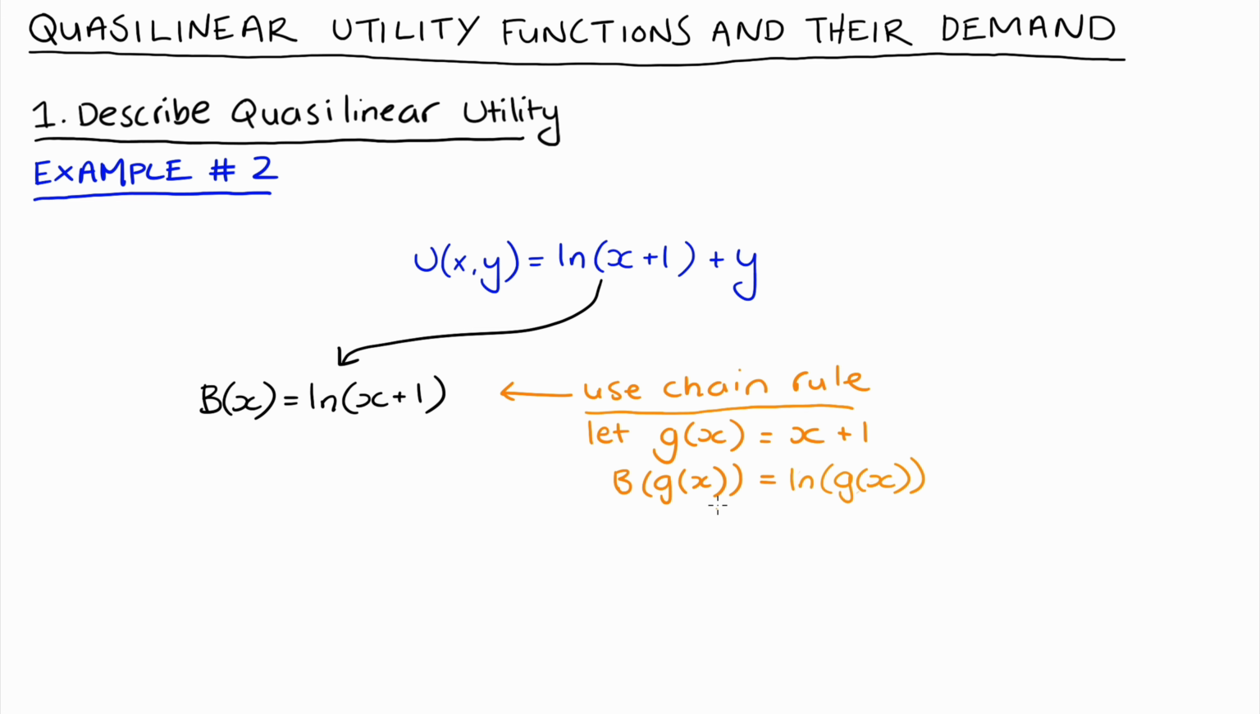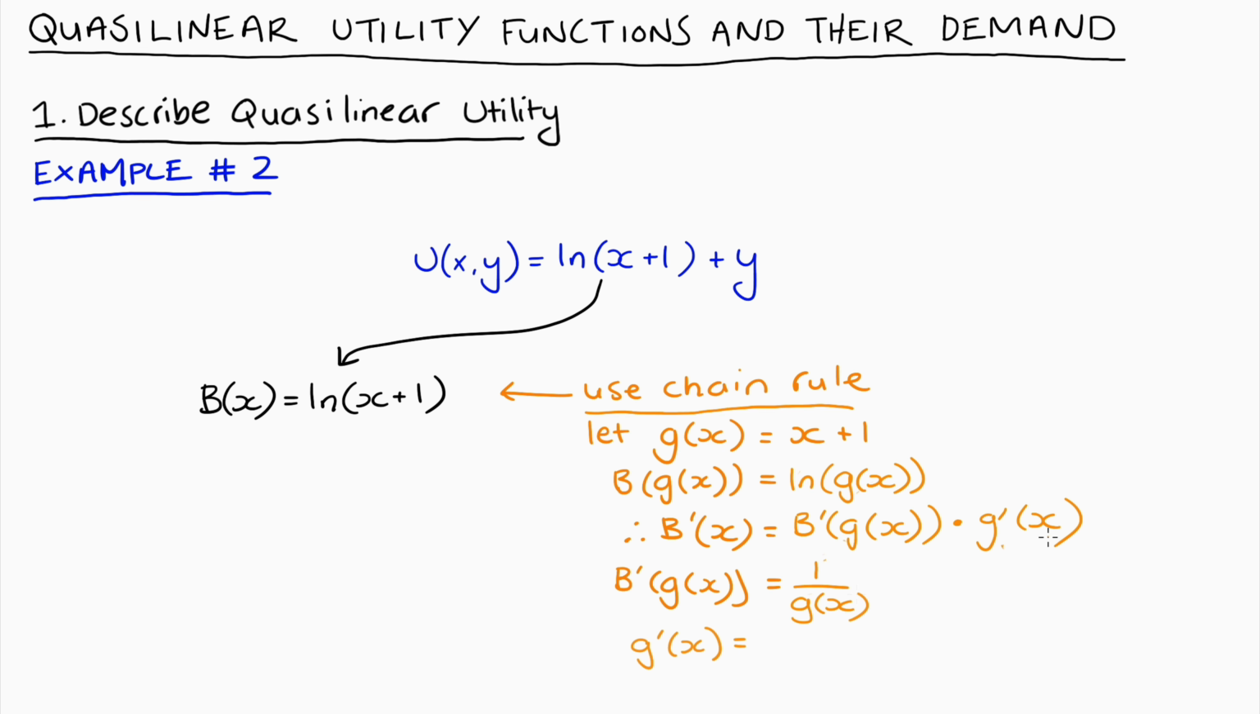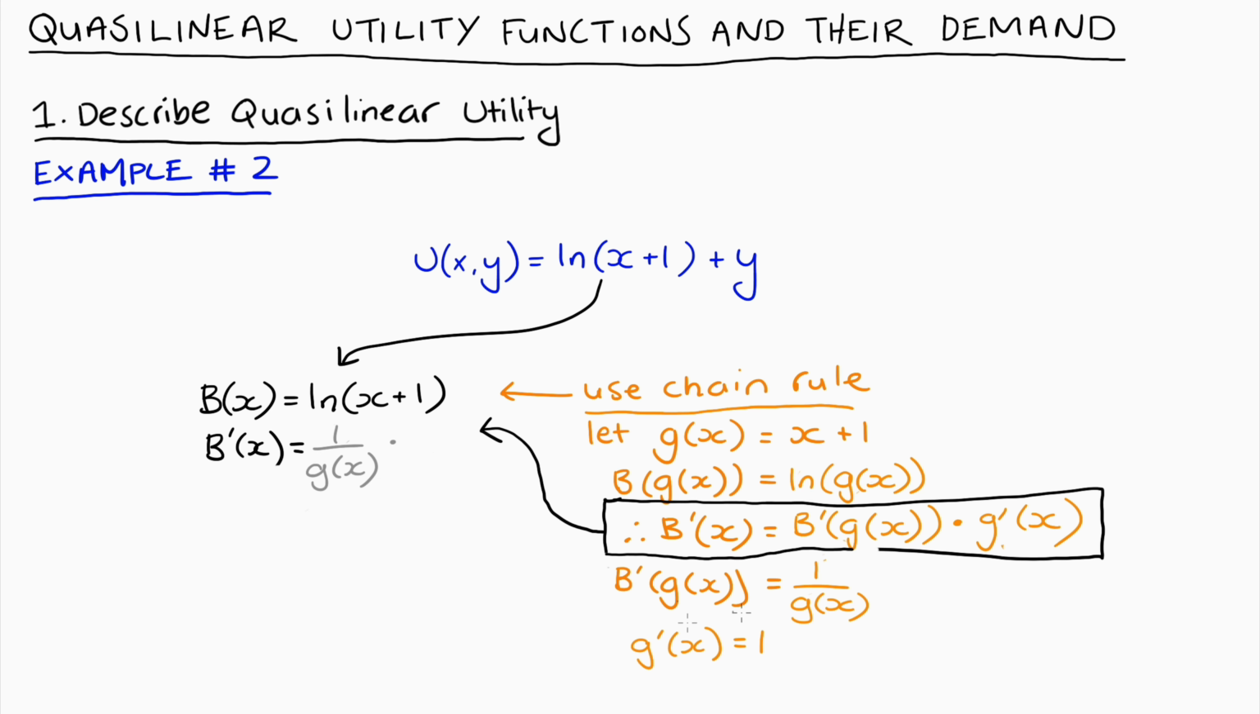The derivative of b with respect to x then will be the derivative of b with respect to g of x multiplied by the derivative of g with respect to x. So the derivative of b with respect to g of x is going to be equal to 1 divided by g of x. The derivative of x plus 1 with respect to x is equal to 1. So my derivative of b with respect to x is equal to 1 over g of x times 1. And this all reduces to 1 divided by x plus 1. I just subbed x plus 1 back in since g of x is equal to x plus 1. So that's our first derivative.